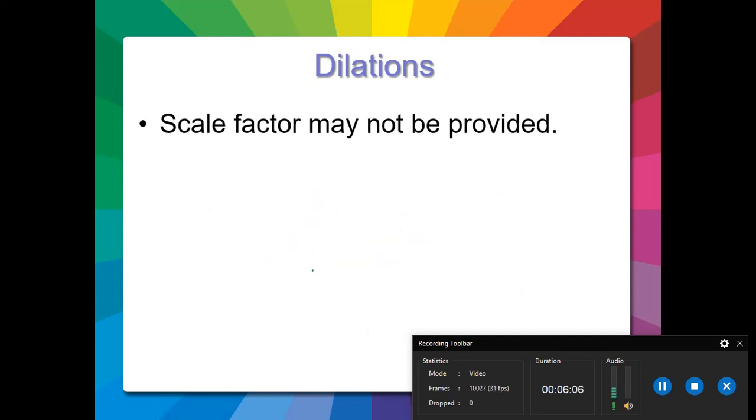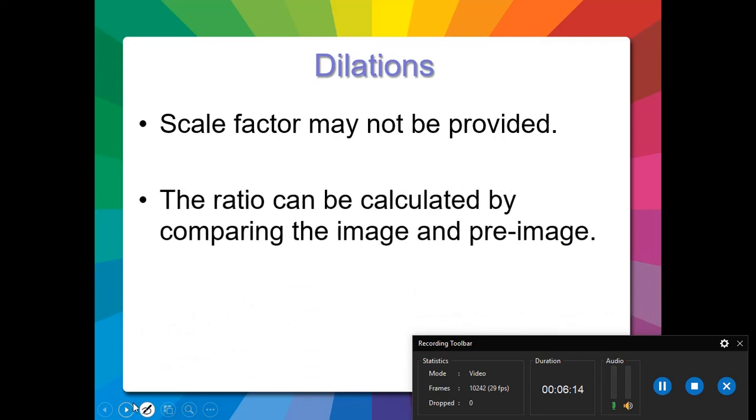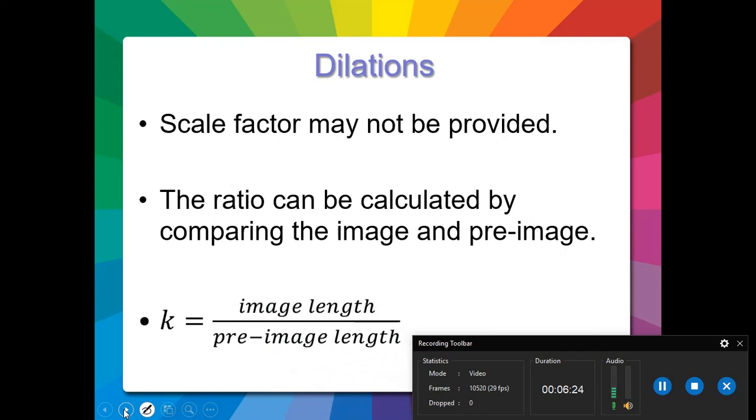If the scale factor isn't provided on the diagram, but you have a pre-image and an image, we can calculate the value of K. We use this with a ratio. We know this from our similarity unit. What we're going to compare is the image to the pre-image. The image will be your numerator, and the pre-image is your denominator. And by counting the blocks, typically horizontally or vertically, we can come up with a scale factor.